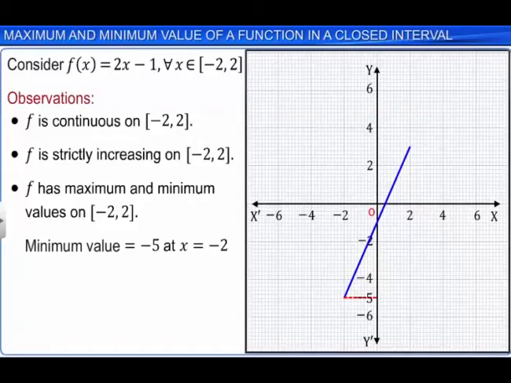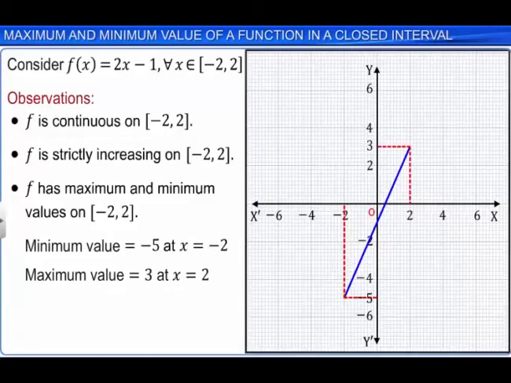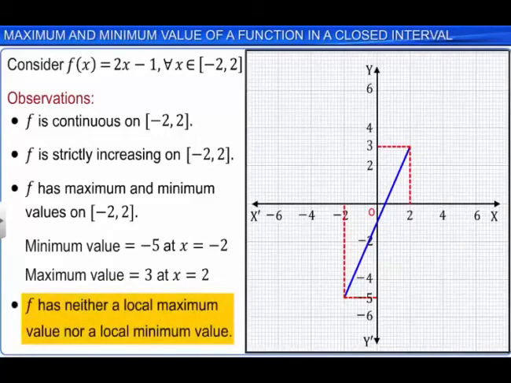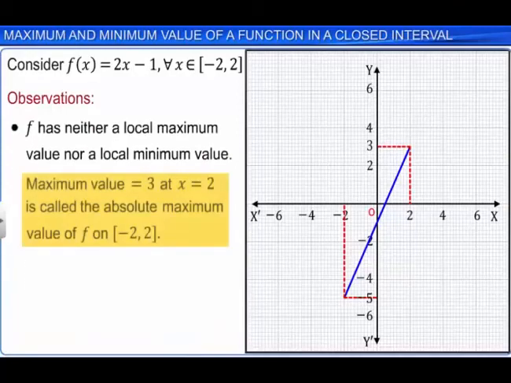And the maximum value of f is 3, which is attained at x is equal to 2. However, function f still doesn't have local maximum and minimum values, as there are still no turning points in the curve. The maximum value 3 of f at x is equal to 2 is also called the absolute maximum value or the global maximum or the greatest value of f on the closed interval -2, 2.